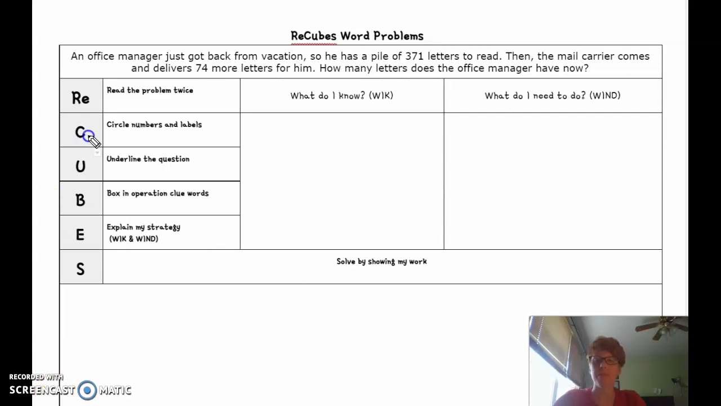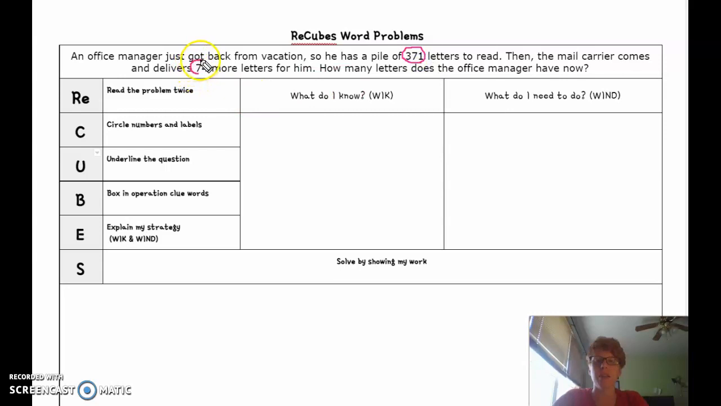Now the next step, the C: circle numbers and labels. This is where we are going to circle any important numbers in the word problem. And then we need to decide, what are we working with in this problem? What amount are we trying to decide? So I'm seeing the amount 371. I'm going to circle that. I want you to circle it as well.